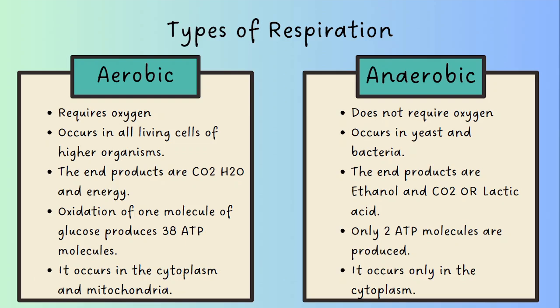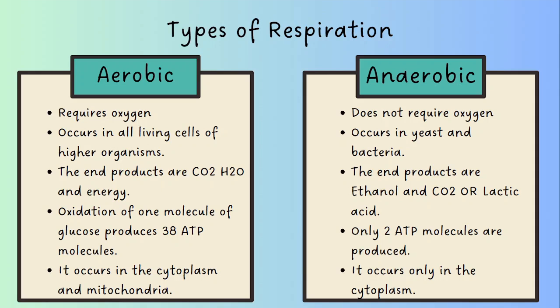Let's say two types of respiration. One is aerobic respiration, another is anaerobic respiration. In aerobic respiration, oxygen is required, but anaerobic doesn't require any oxygen. Aerobic respiration occurs mainly in higher organisms, and oxidation is complete here, and the end products are carbon dioxide, water and energy, right?